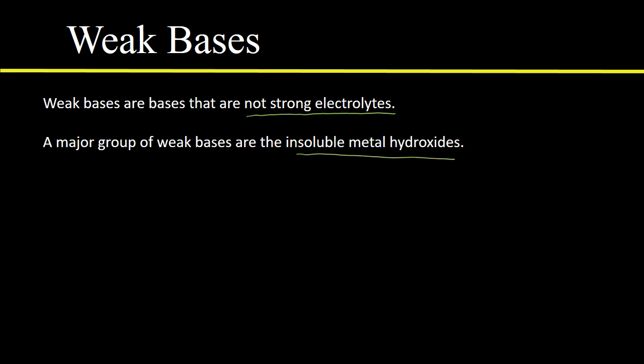So the group 1 and many of the group 2s are soluble, they're strong electrolytes. Those are strong bases. Things like cobalt 2 hydroxide, insoluble, that would be a weak base. Iron 3 hydroxide, insoluble, that would be a weak base. Again, these hydroxides are still available to react in an acid-base reaction, but it's just not a strong electrolyte. It doesn't release them readily into the solution.